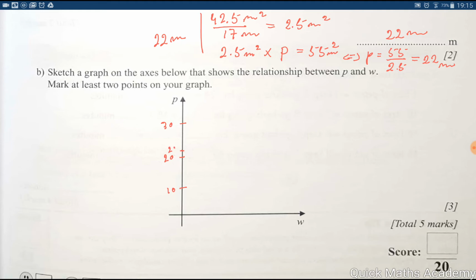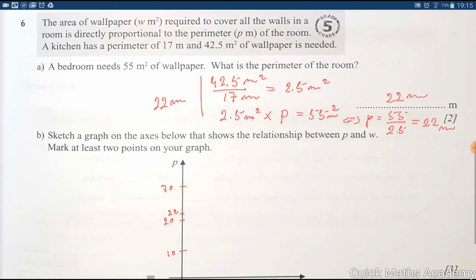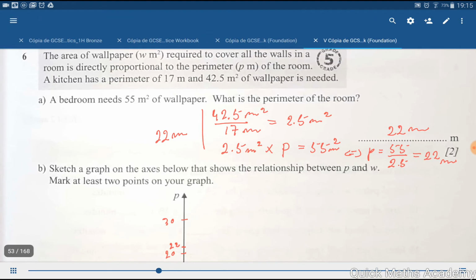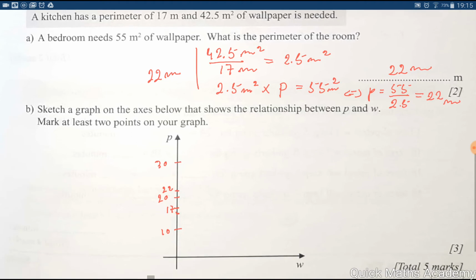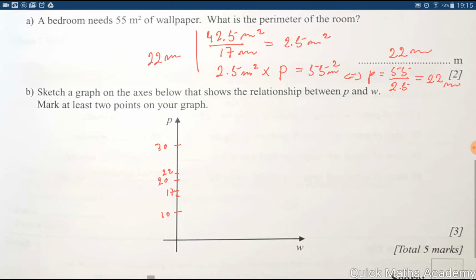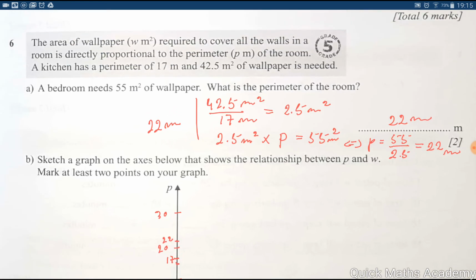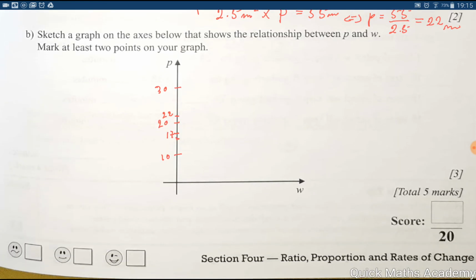The other value we have is 17 for 42.5, so we need also the 17. We have 15 right here in the middle, so 17 will be here. Now we need to mark also 42.5, and the higher value we have for the square meters is 55. So let's do the x-axis till 60: 10, 20, 30, 40, 50 and 60.